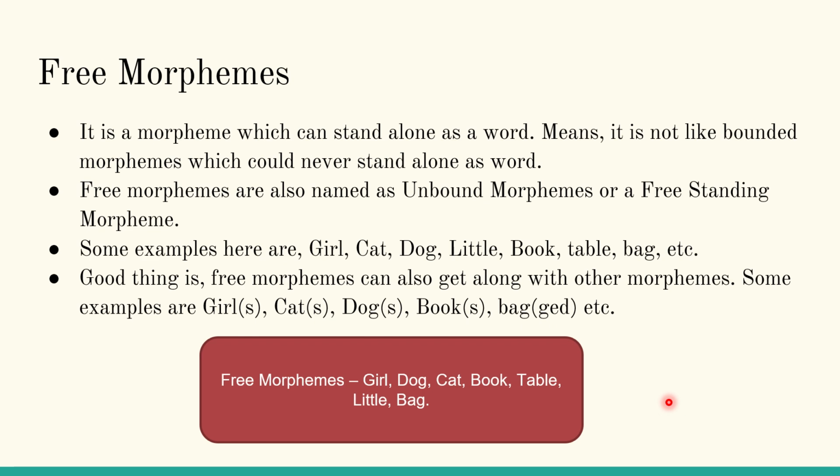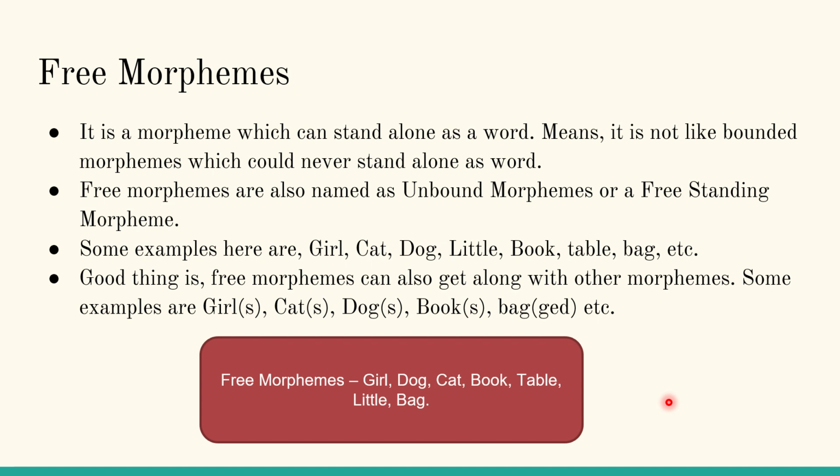Now, the next one is pretty interesting. Free morpheme. What is it? These guys are really strong. Free morphemes are standalone, which means they qualify by themselves as a word and can stand alone, conveying a meaning. It is not a bounded morpheme. It is not required to connect it to anything else to get a meaning. By itself it is very strong and it conveys a meaning. Some simple examples of free morphemes are girl, cat, little, book, table, bag.